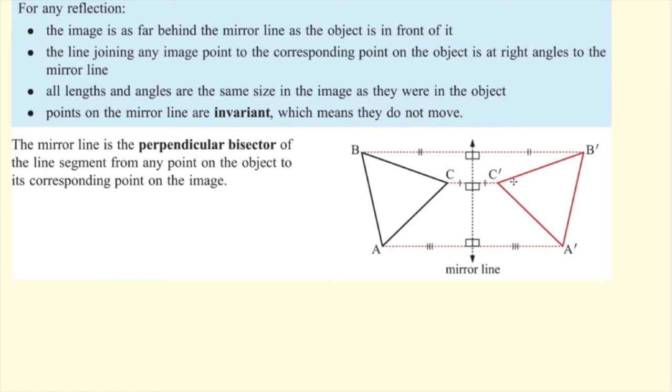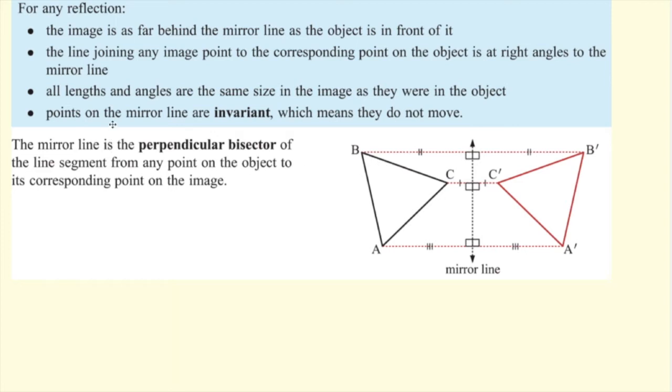So this angle is the same as this angle. This angle here is the same as this angle here. This side is the same length as this side. This side, our B prime C prime side, is the same as our BC side.